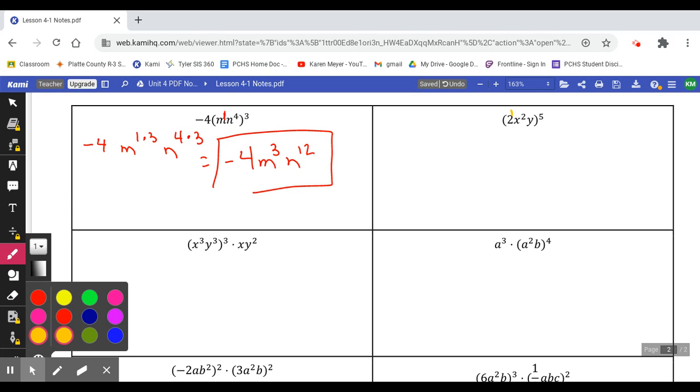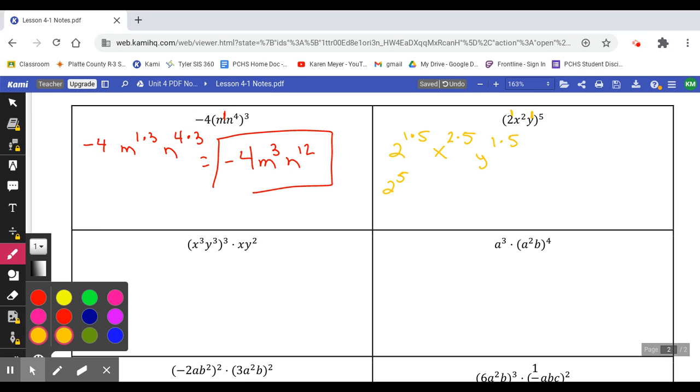The 2 doesn't have an exponent, so make sure you put in the magic little 1 for the 2. So that's 2 raised to the 1 times 5. X would be 2 times 5. Y doesn't have an exponent, so make sure you put in a magic little 1 for your exponent for y. So y to the 1 times 5. Okay, for 2, 2 raised to the 1 times 5 is 5.